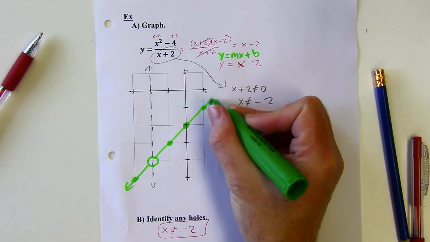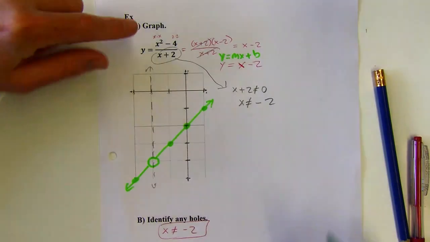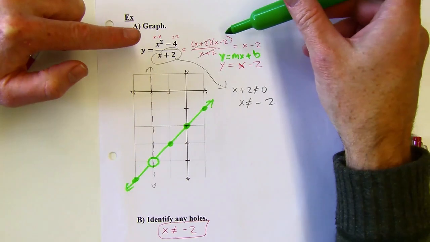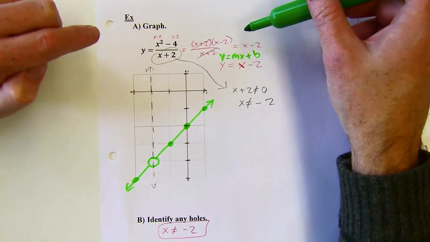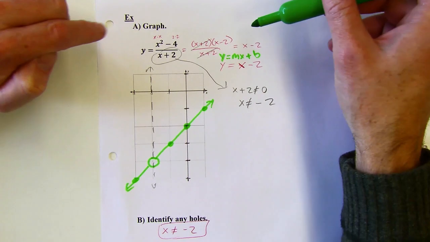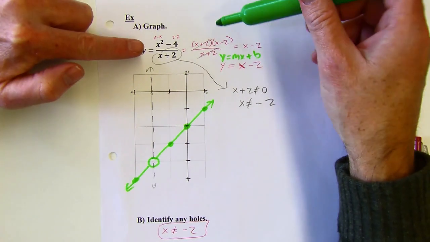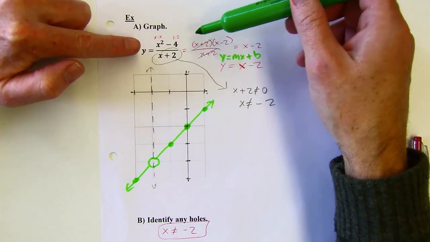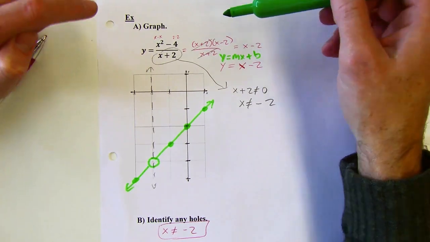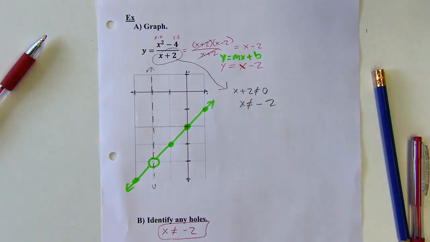I want to point out also that it's not always going to factor nicely like this and reduce like this. This is just a particular type. There are other rational functions that we're going to be graphing where it just doesn't factor and reduce like this, but that's going to be a different story. These types will just be a line with a hole in it.